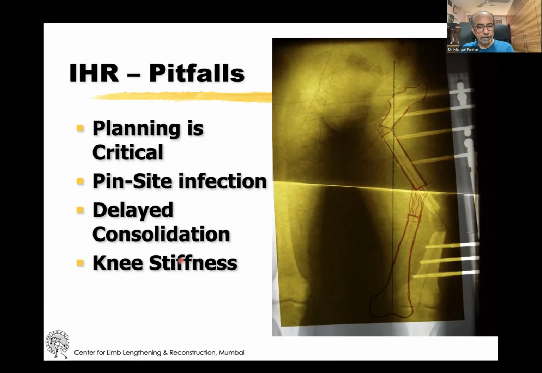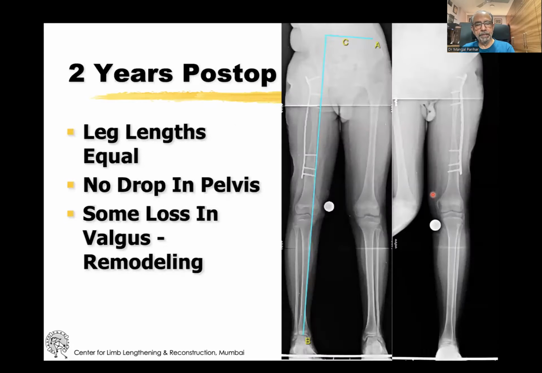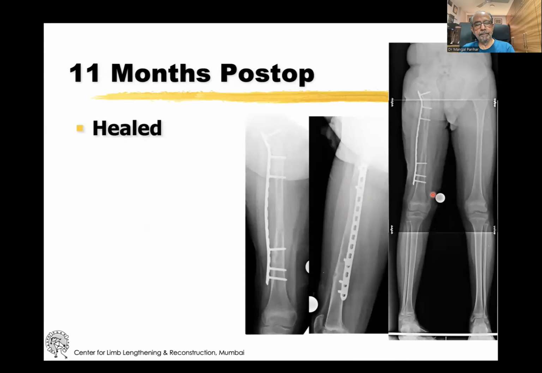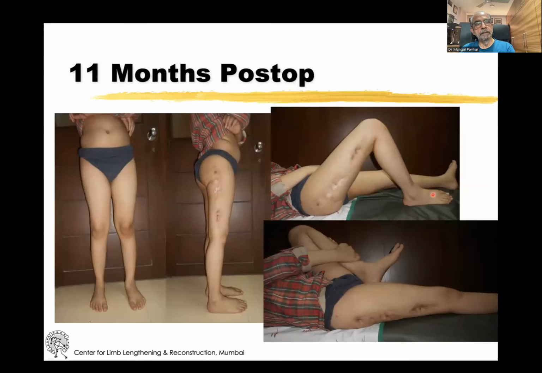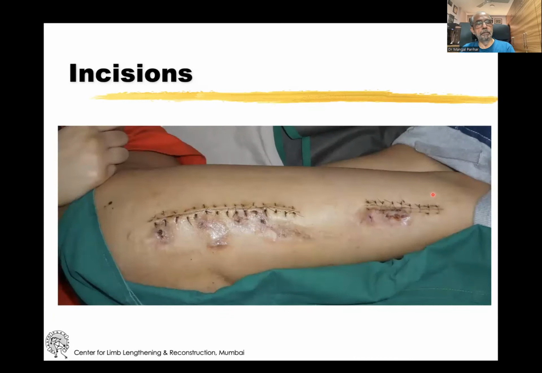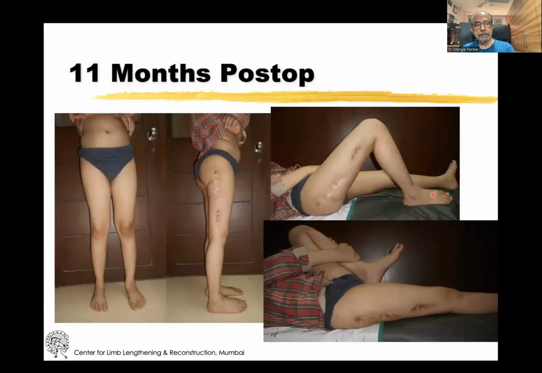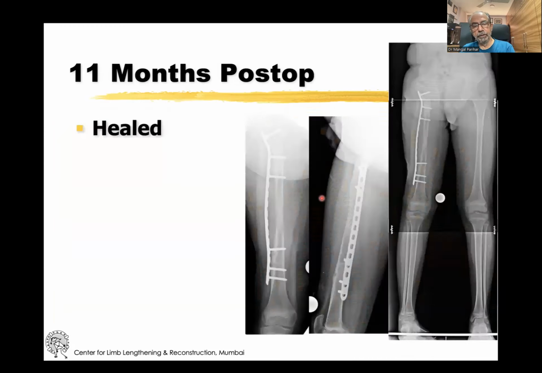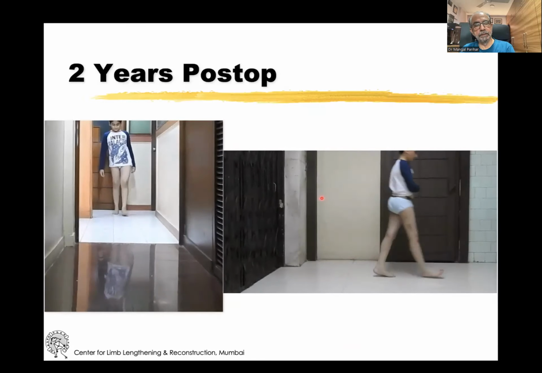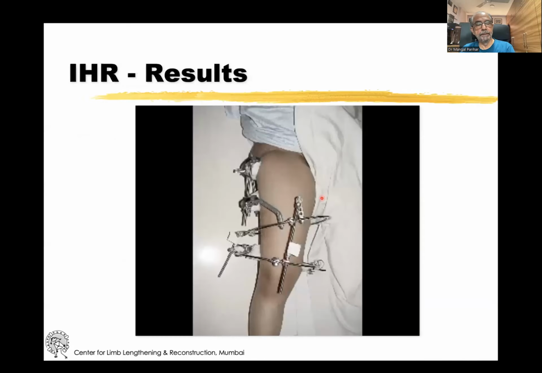as I showed you. Knee stiffness can be avoided by having the pins high up. You saw how much range he had just a few days after. This was at 10 months. So this is about 1 month post-op of the plate. This is 11 months post-op of the lengthening, but 1 month post-op of the plate. And that's a pretty good range of motion. Now his range of motion is complete.